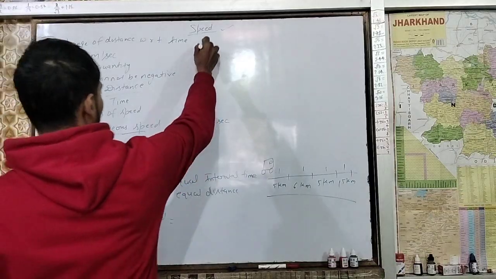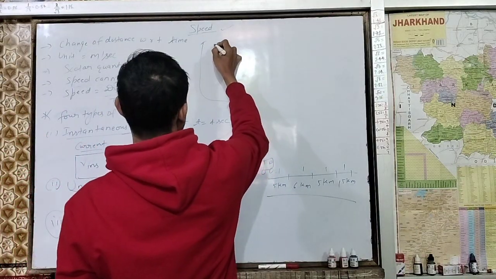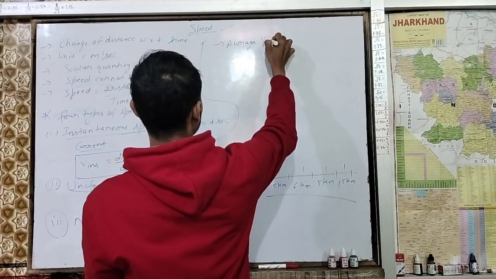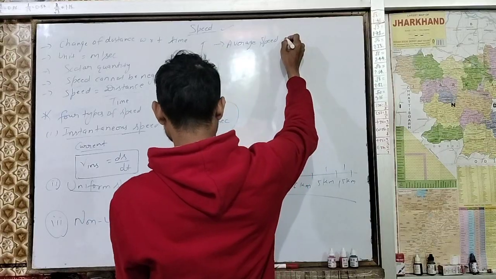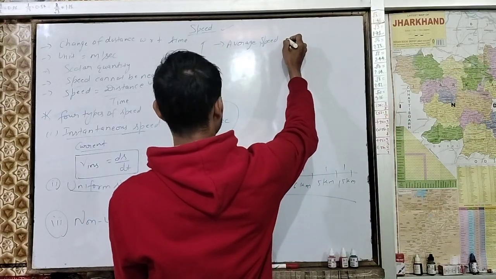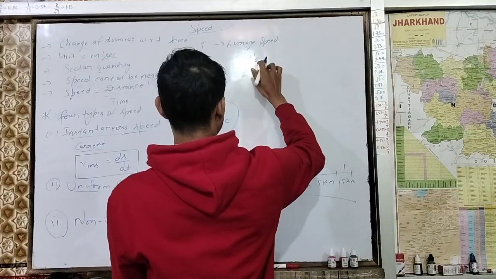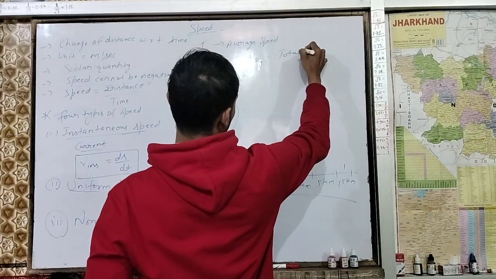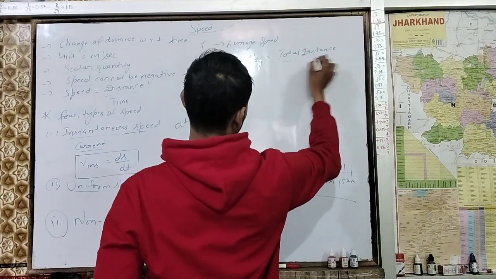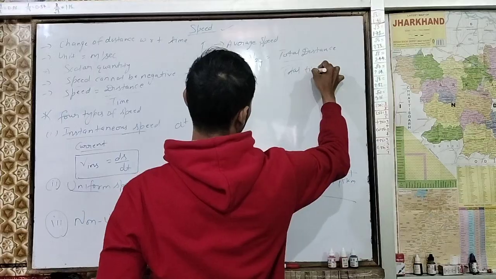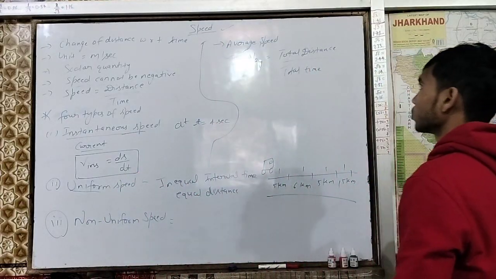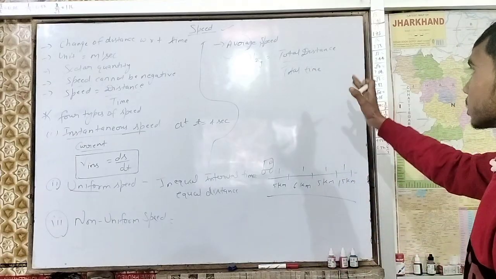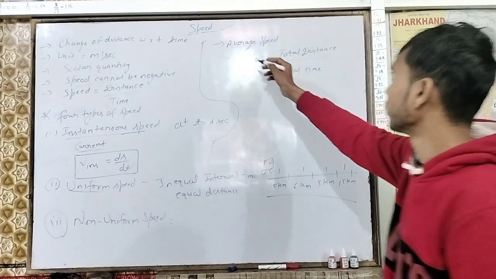Now let's take average speed. Average means total. So the formula for average speed will be total distance upon total time. Remember, when it comes to average, it is total. So we will take the total distance and divide it by the total time, and we will get the average speed.